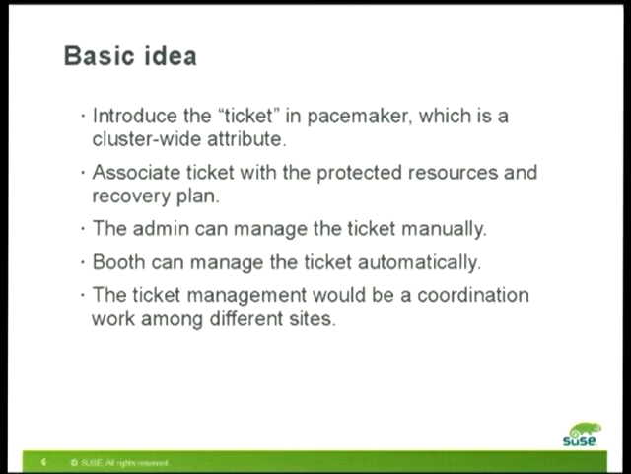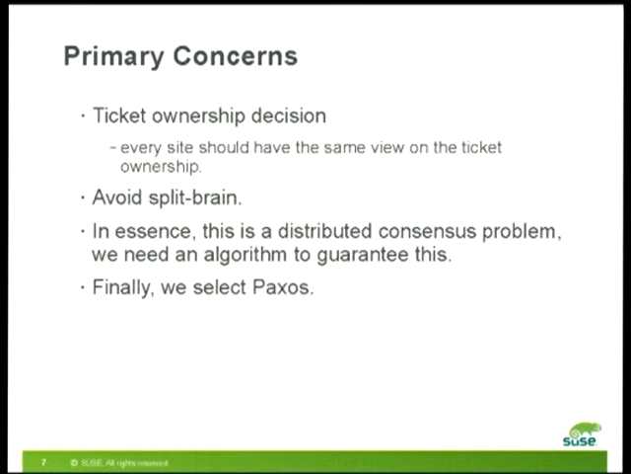If we let the program do this kind of job, it is very difficult, because we need coordination between different cluster sites, and we also need to ensure that the decision is right. This should be the primary concern of the Geo-cluster. Much of the policy-related work is pretty easy, because we can define a good policy to let the Geo-cluster keep running. But the primary concern, like the ticket ownership decision, is a very tough job.